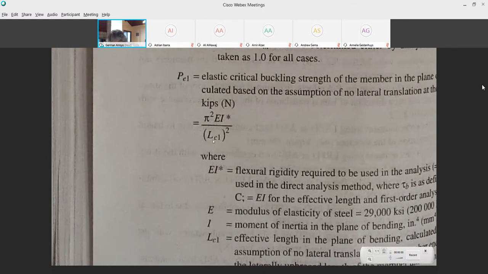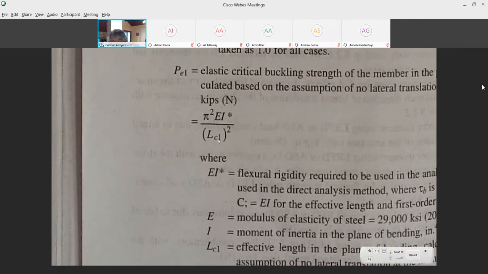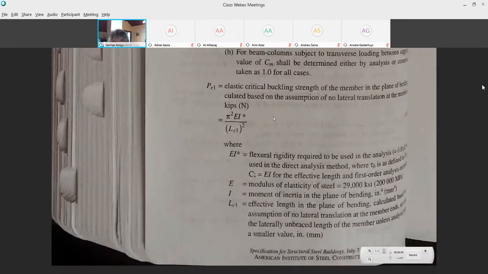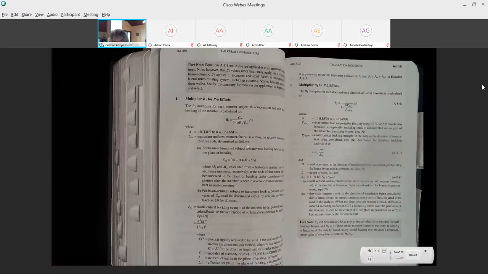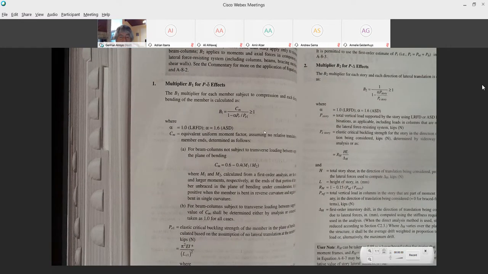For the strong axis, this is L sub C X, and for the weak axis, it's L sub C Y. KLX or KLY, but the formula is the same. Magnification factor for both the strong and the weak axis. And also, the way you solve this problem, whenever you have a beam column, you have to go to chapter 6. Don't go to chapter 3. That's for a beam. You have to go to chapter 6, which combines everything.